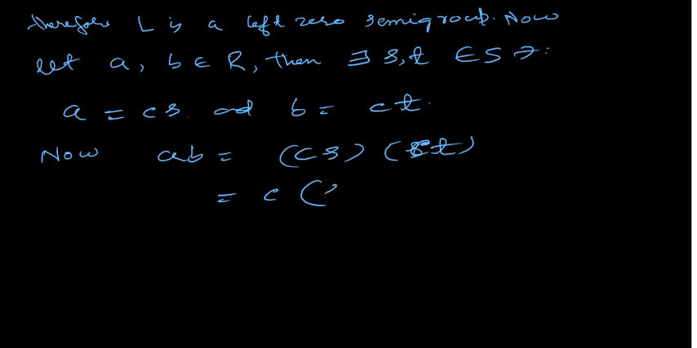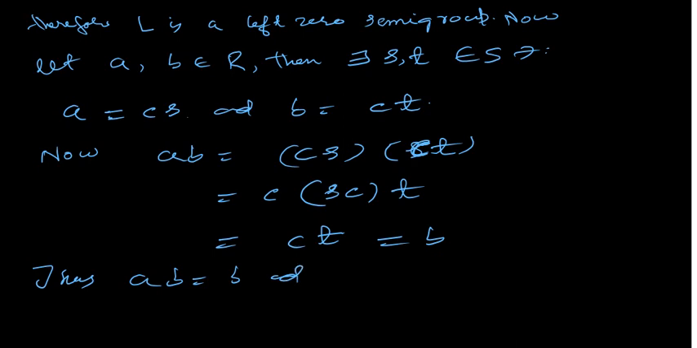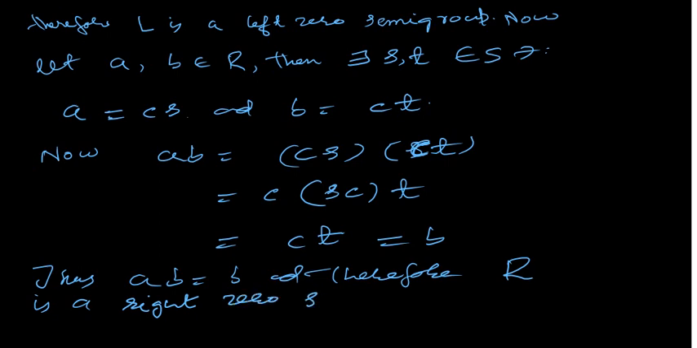CS into CT is equal to C times SC times T, and this is the product of the last two elements, that's CT, which is equal to B. So thus AB is equal to B, and therefore R is a right zero semigroup.